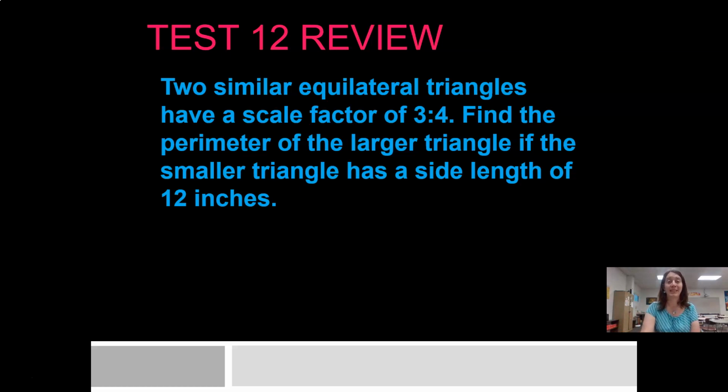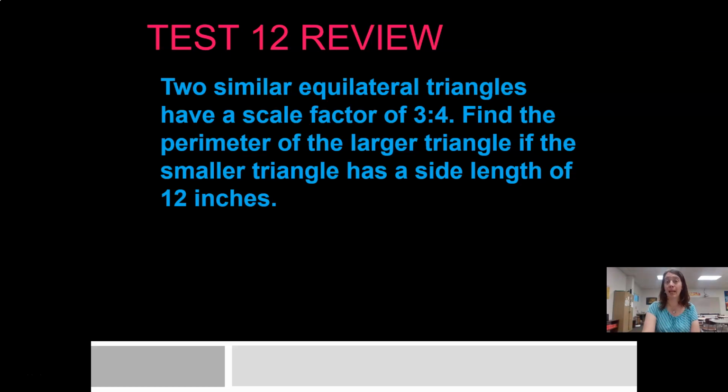What I'm going to tell you is that I have two similar equilateral triangles, and I'm going to tell you their scale factor. So for this question, their scale factor is 3 to 4. Your job is going to be to find the perimeter of the larger triangle if you know that the smaller triangle has a side length of 12 inches.